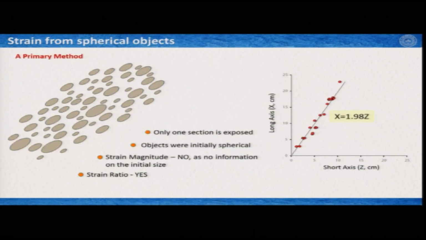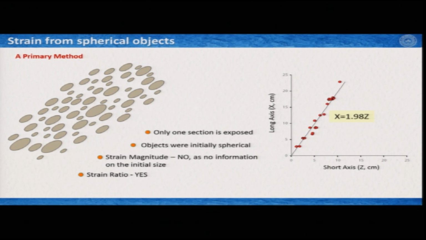Now, if I have some spherical objects which are exposed only on one surface, that means you do not see the other sides of this rock, then they can deform to form some ellipses. If you have these types of features in your field or in your rock or in your sample, then you can get a very basic or primary idea of the strain. It does not give you the strain magnitude, but it gives you the strain ratio.